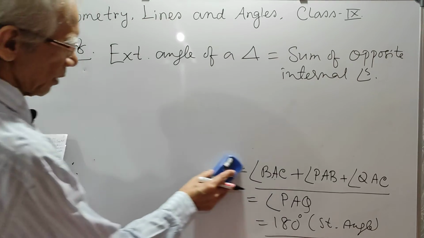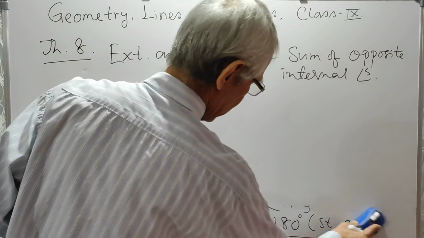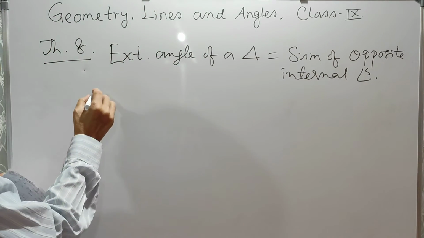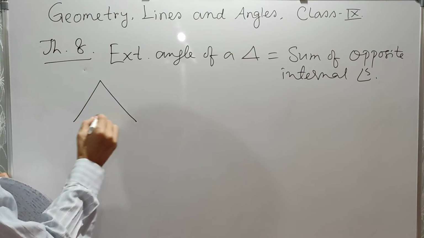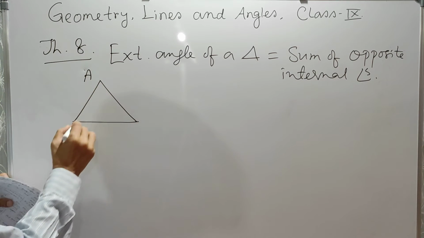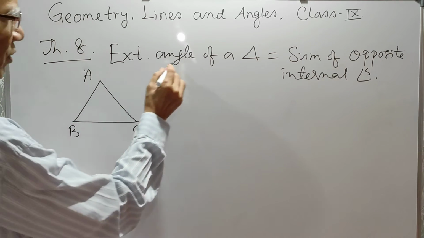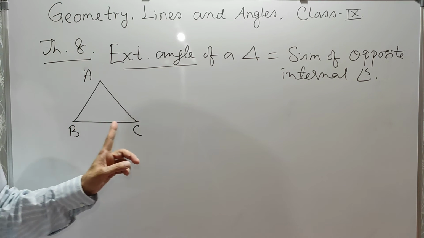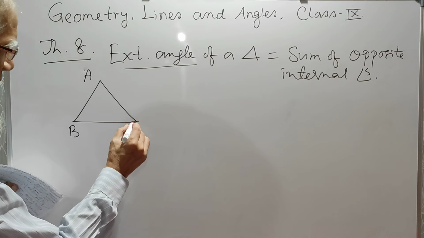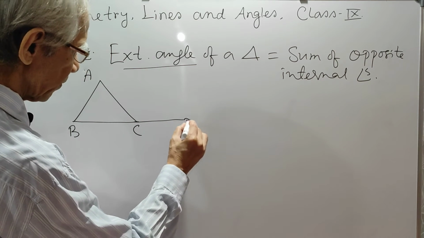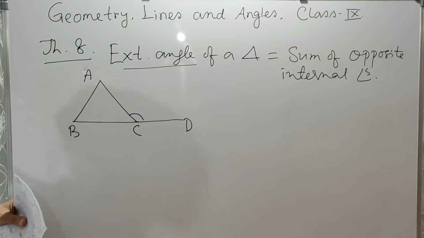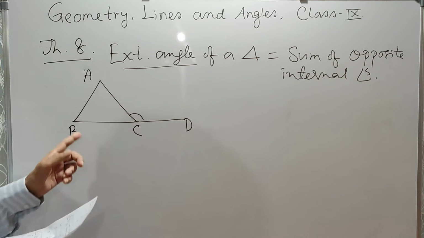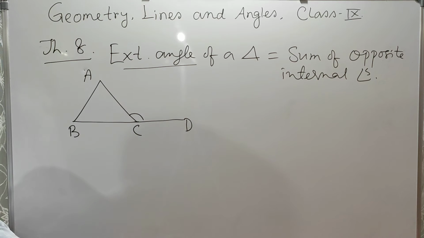Now see, this is the diagram. This is a triangle ABC. Now external angle, how will you get external angle? You will get it when you produce any side. Suppose we produce BC to D, then this angle is the external angle. If you produce AB, this side, then this will be an external angle. So if you produce any side, you will get an external angle.